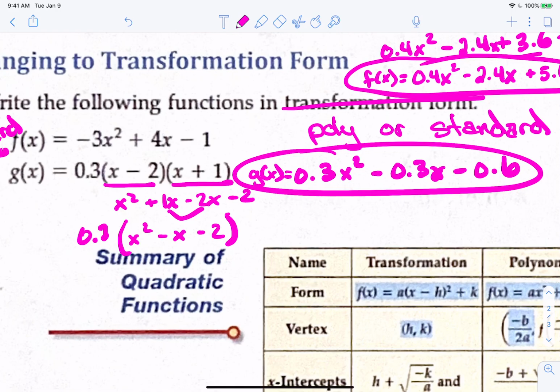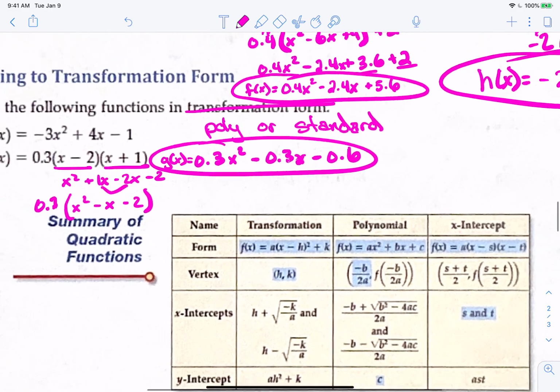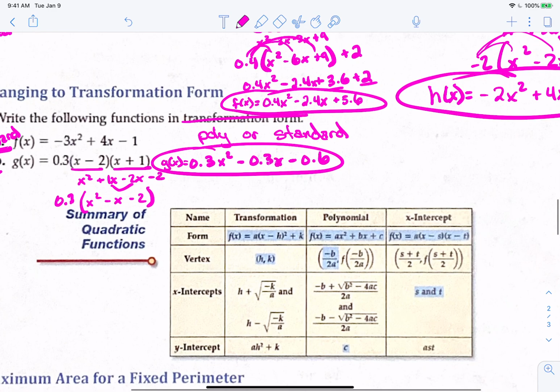Okay? Happy with this? Yeah. Okay, this right here is a summary of all of the stuff that we just talked about. Okay, I'll zoom out, see if you're still writing.